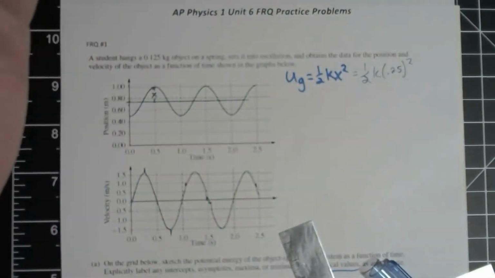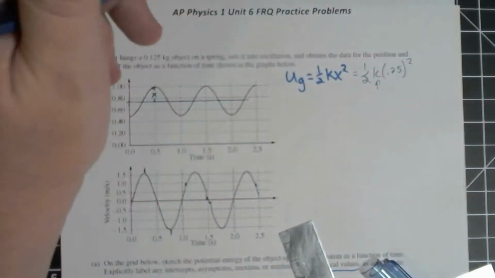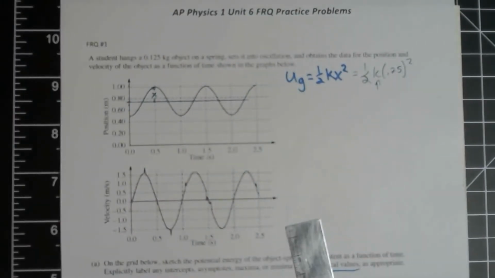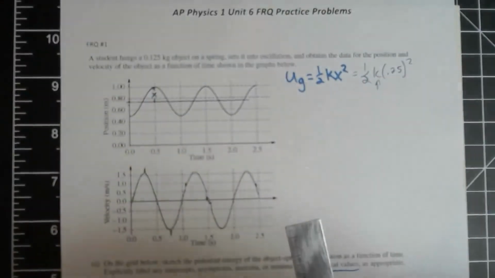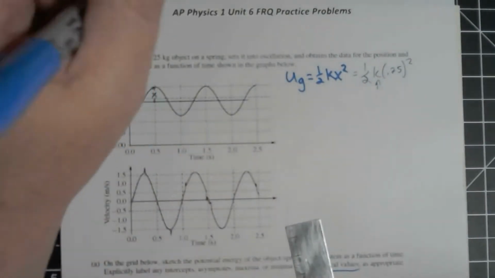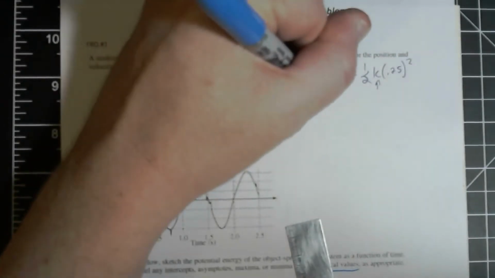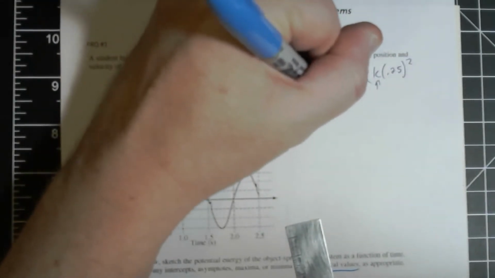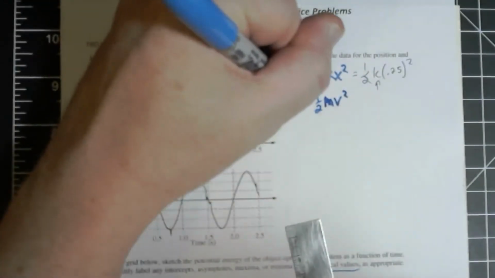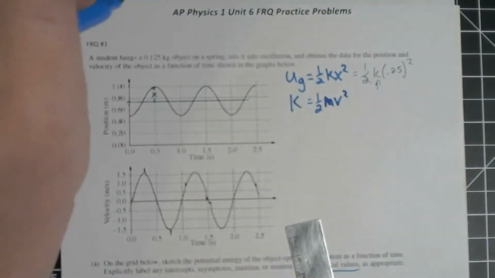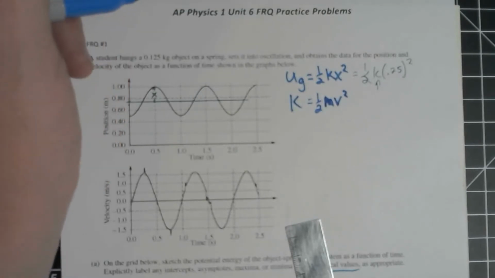I could calculate it, but the problem is I don't know what k is. So I have to figure out some other option to calculate how much potential energy I have. Because we said in previous discussions that the potential energy can also equal the kinetic energy, 1/2 mv squared. You can always trade between the two, and that total amount will be equal.